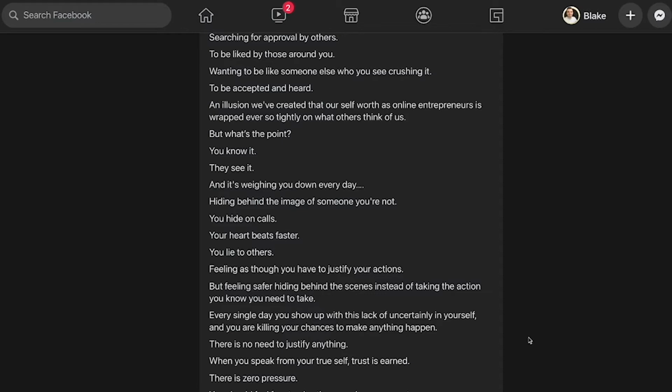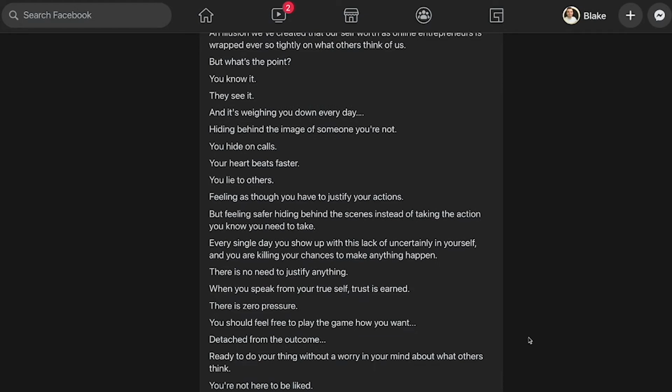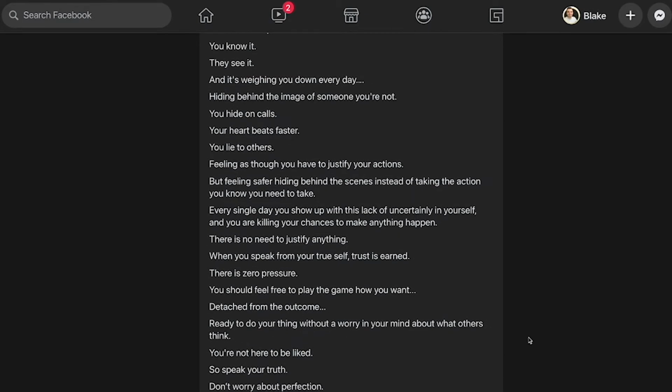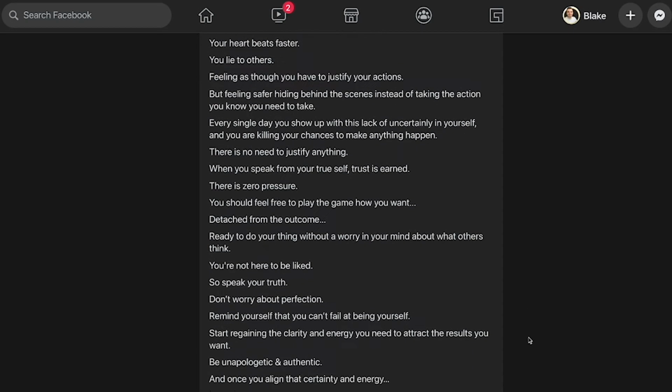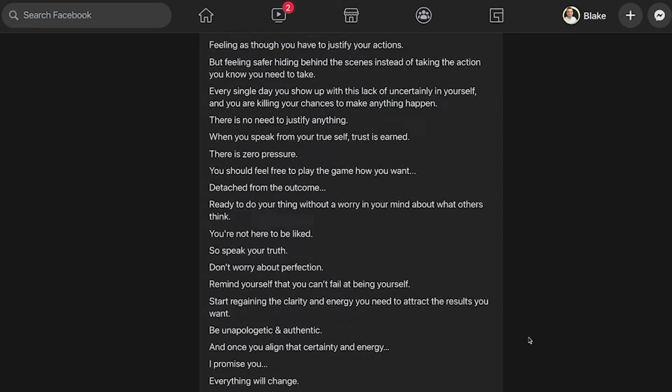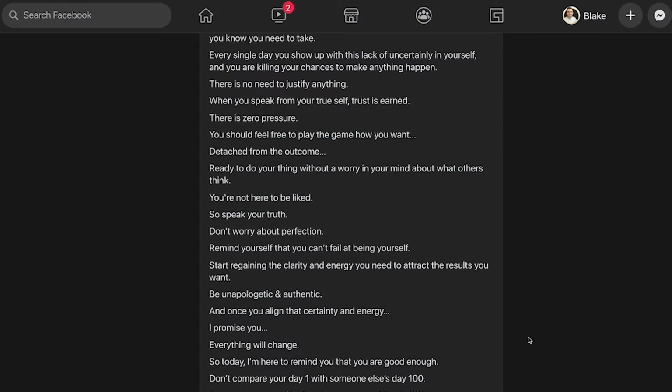When you speak from your true self, trust is earned. There's no pressure. You should feel free to play the game how you want, detached from the outcome, ready to do your thing without worry, because you're not here to be liked. Speak your truth. Don't worry about perfection. Remind yourself that you can't fail at being yourself. Be unapologetic and authentic. And once you align that certainty and energy, I promise you everything will change. So today I'm here to remind you that you're good enough. I'll wrap it up here.